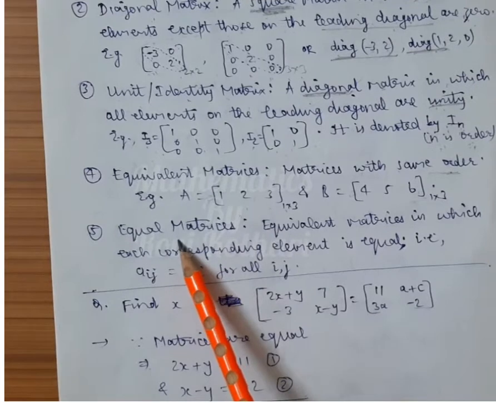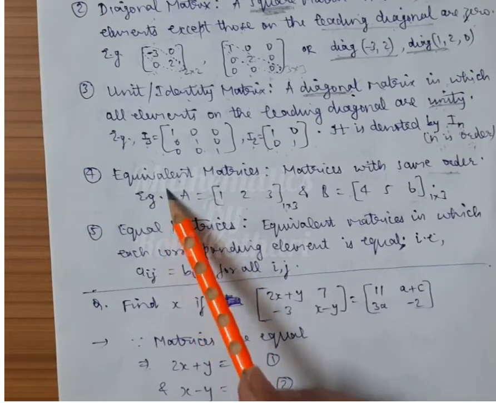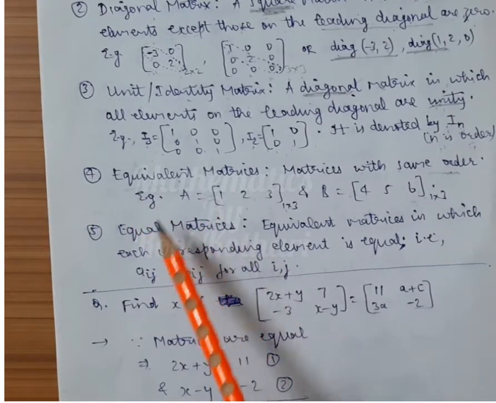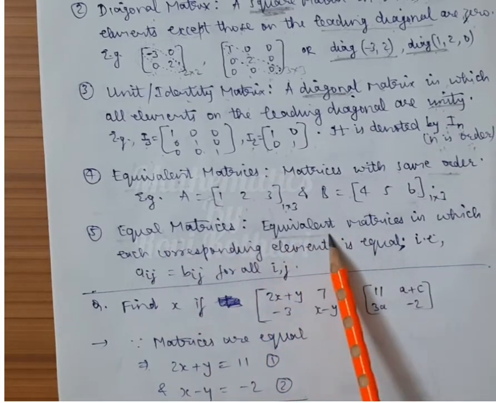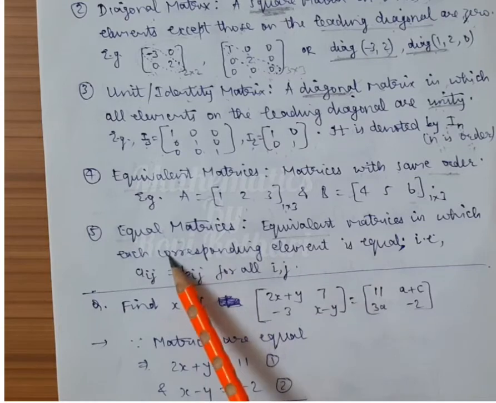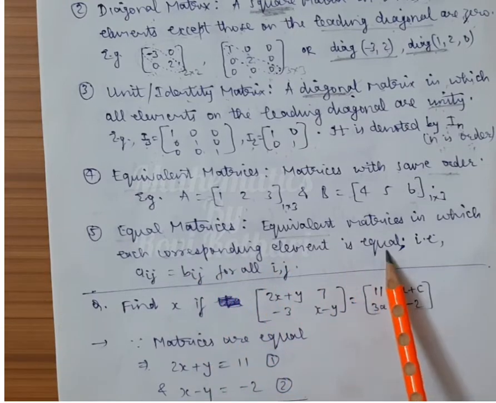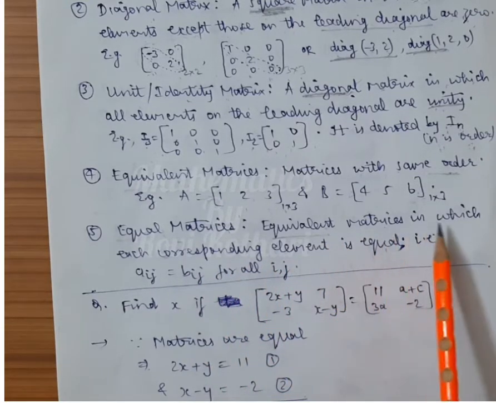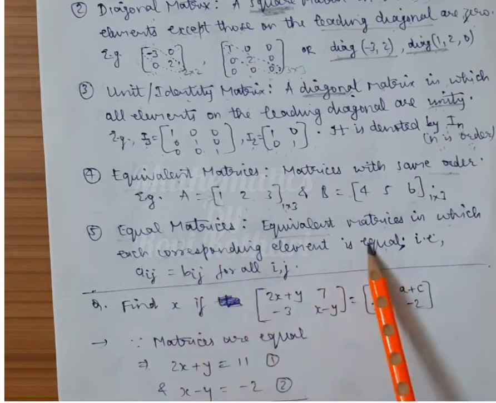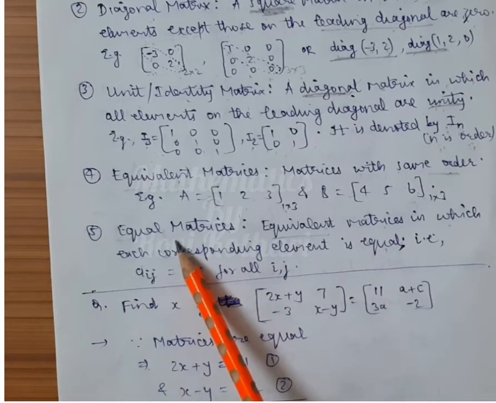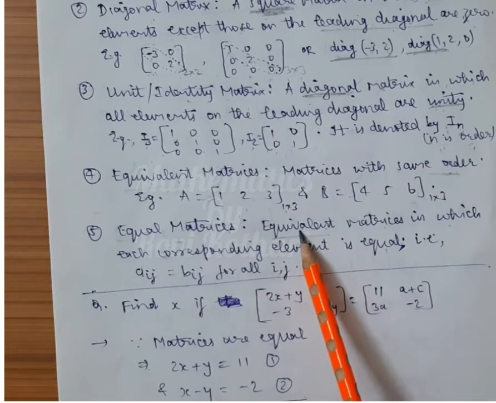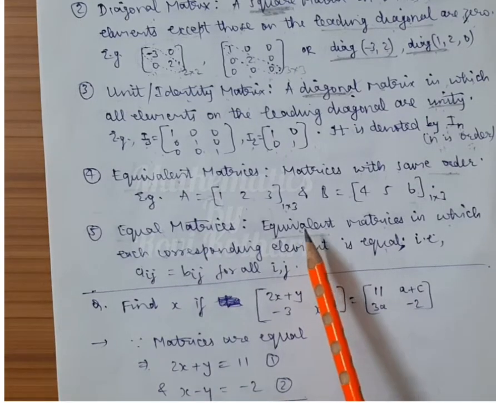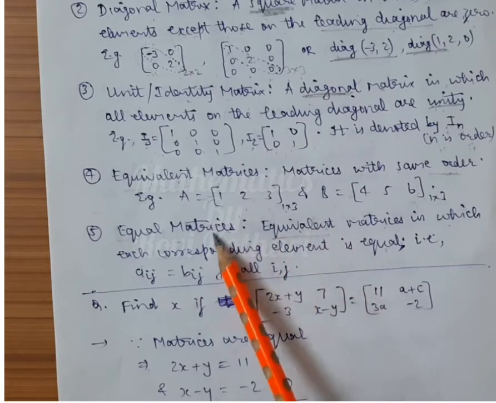Next is equal matrices. Now you should not confuse between these two. This is equivalent, same order. This is equal. Equal matrices are definitely equivalent. They must have same order, but their corresponding elements should be equal. Equivalent matrices in which each corresponding element is equal are called equal matrices. So they must be equivalent. That means their order should be same, but their elements should also be the same. Meaning they should be identical matrices. Then we call them equal.